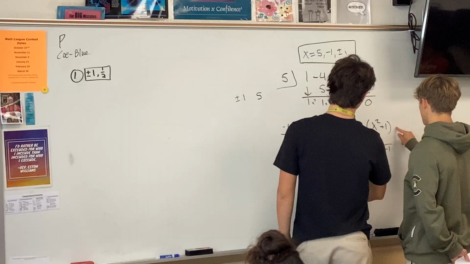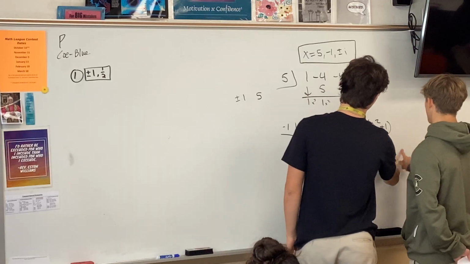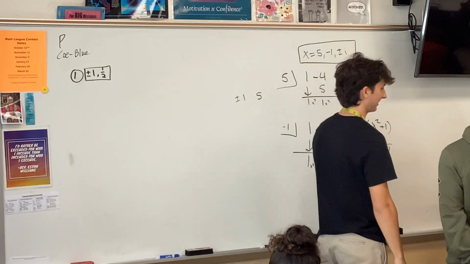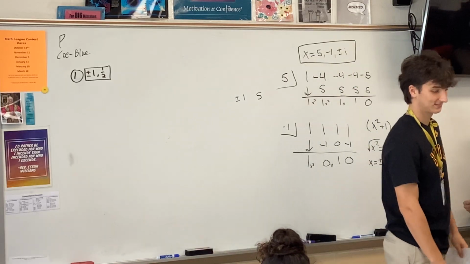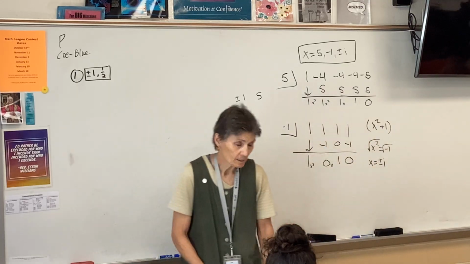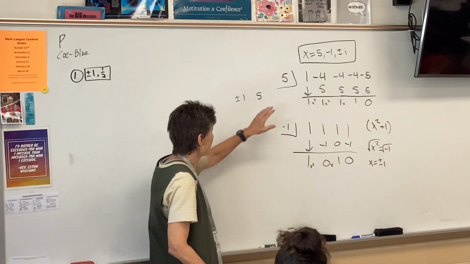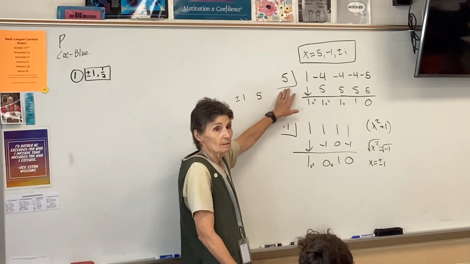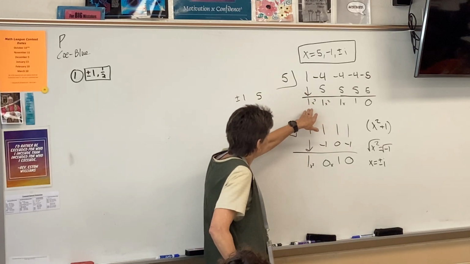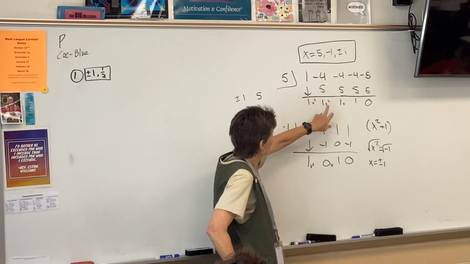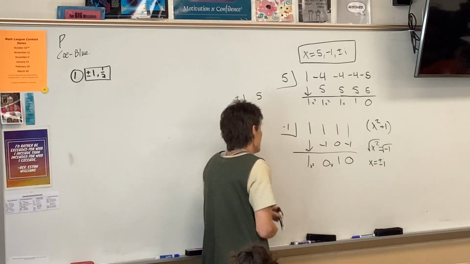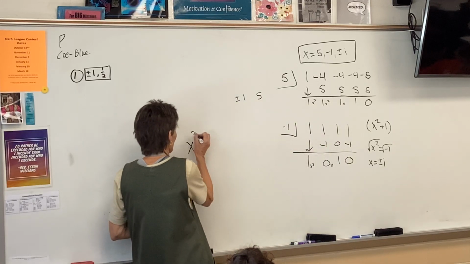All right, let's look at what the boys did. They started out by guessing a number. Did you guess a number? They guessed 5. And when they divided 5 out, they were left with x cubed plus x squared plus x plus 1. This is what they were left with.